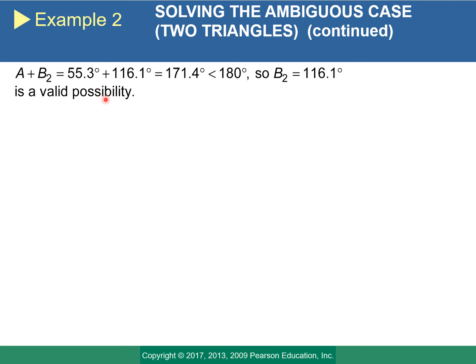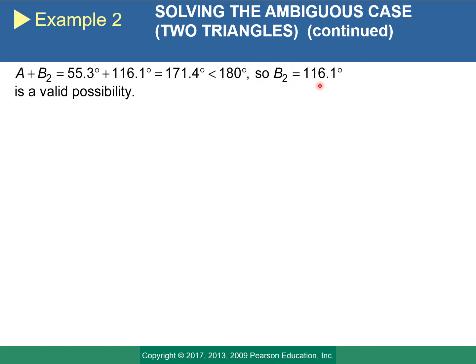Now, let me explain why this is even something we're considering. All three angles have to add up to 180. If you were to add up two of your angles and you got something more than 180, then that won't work. There's no way that there's room for a third angle. And so you just check. You say, okay, if I add up my given angle plus my found angle, can that even be possible? And because it's less than 180, there is room for there to be a third angle C. So we conclude, yes, B2 does exist.